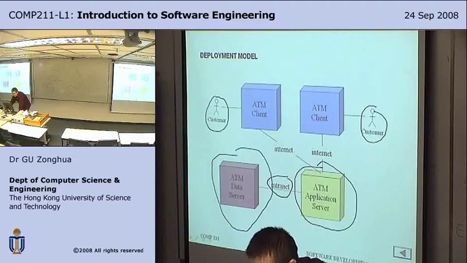So when you are deploying the system, you need to put the database onto the database server, all the intermediate classes into the application server, and the user interface classes onto the client machines. So that's deployment.